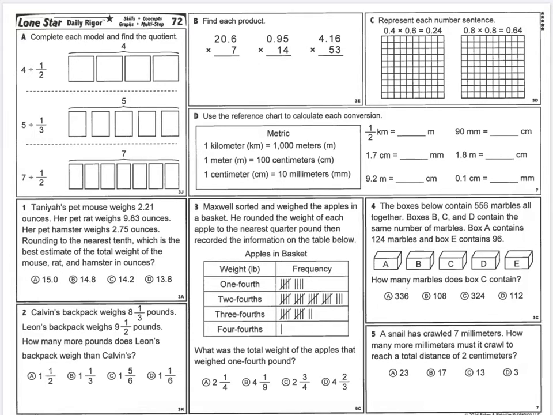Rounding to the nearest tenth, which is the best estimate of the total weight of the mouse, rat, and hamster in ounces? All right, so it's wanting the total weight of the mouse, the rat, and the hamster. Okay, but first we have to round to the nearest tenth.